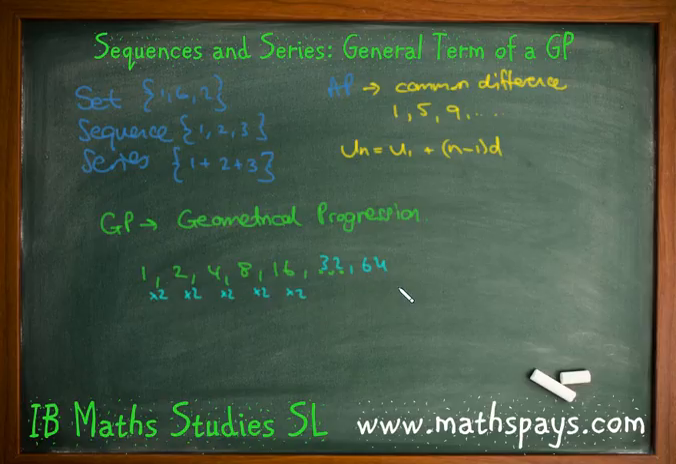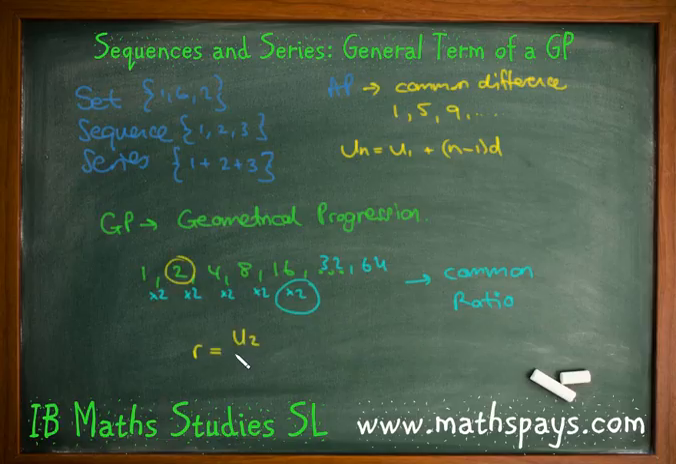In other words, what we actually have is not a common difference, but a common ratio. In this case, the common ratio is 2. Now, how do we find that common ratio? Hopefully you remember we spoke about that. To find the common ratio, we simply divide the second term, U2, by the first term, U1. Or we can divide the third term, U3, by the second term, U2.